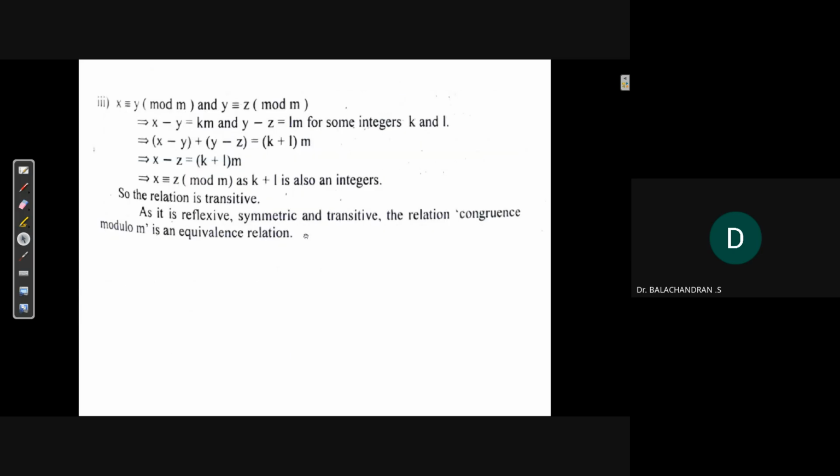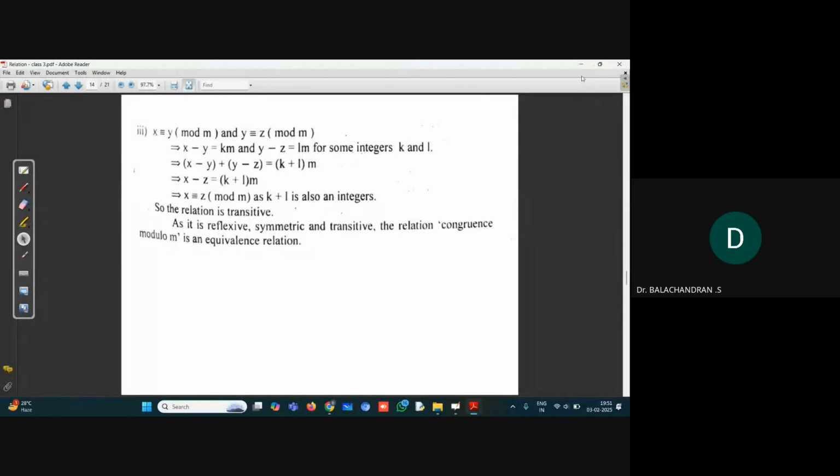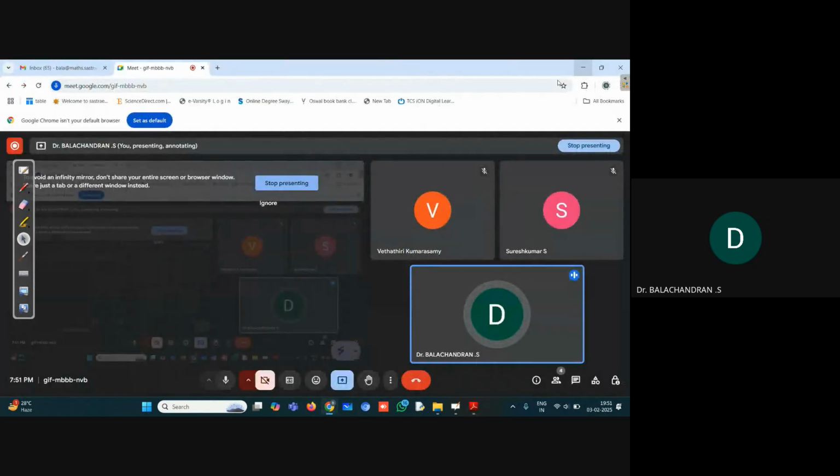So I'll stop here, as I have some other work now. Maybe we will discuss tomorrow. We'll solve more problems on equivalence relations, and then we will go to the next topic, transitive closure. First, we will finish equivalence relations tomorrow, and then if possible, we will go to transitive closure and Warshall's algorithm in the next class. Okay, thank you.